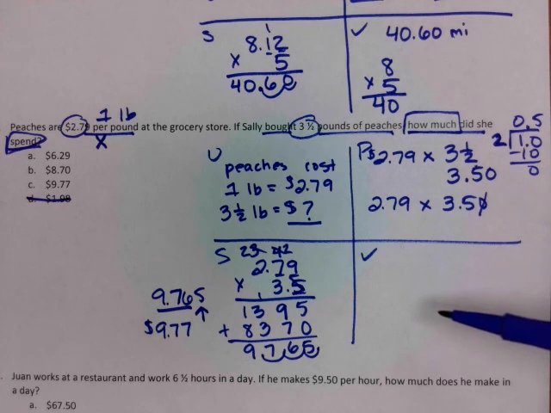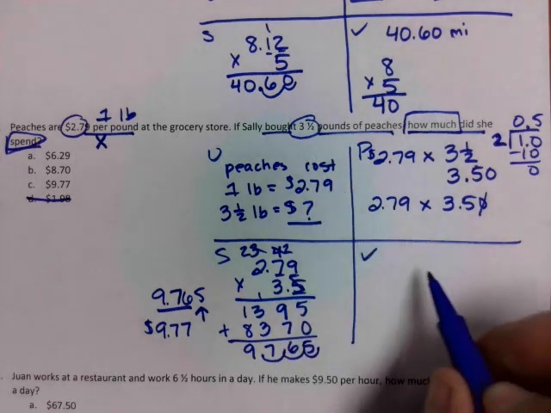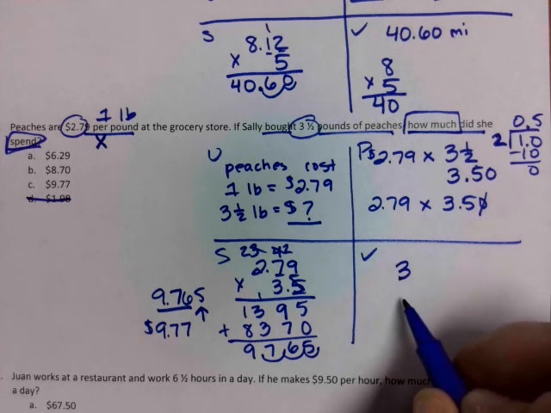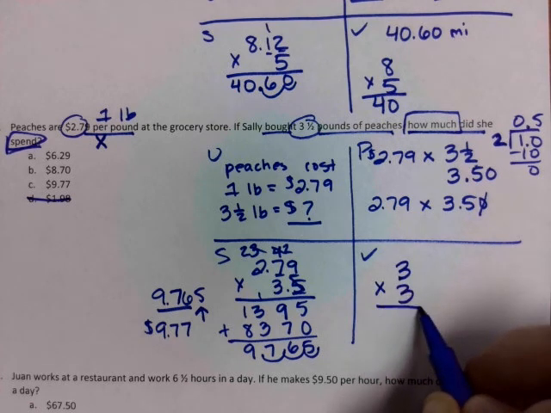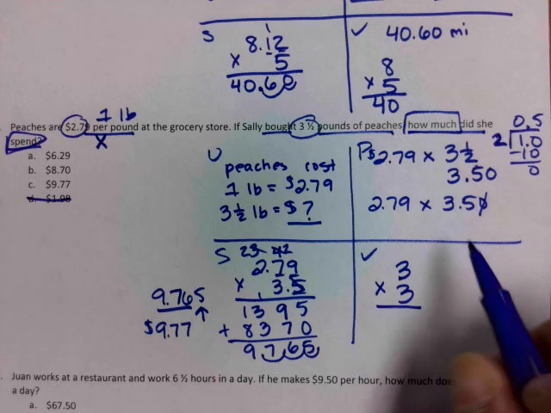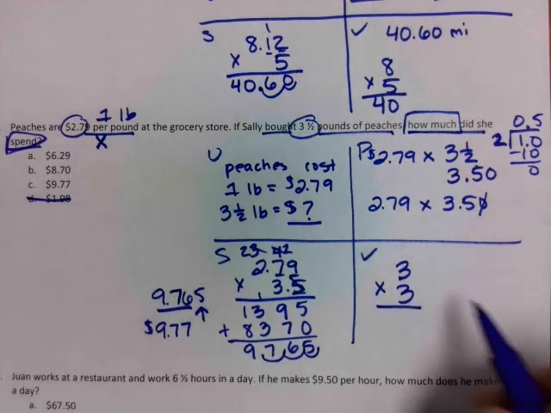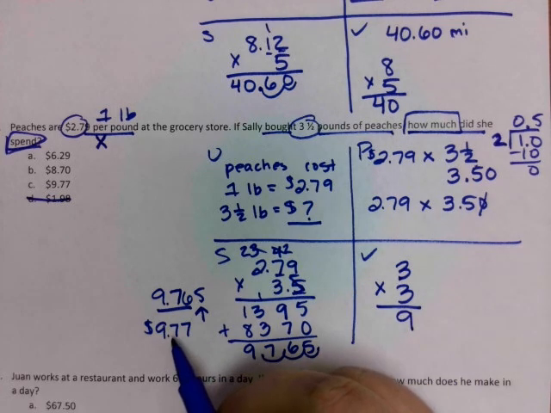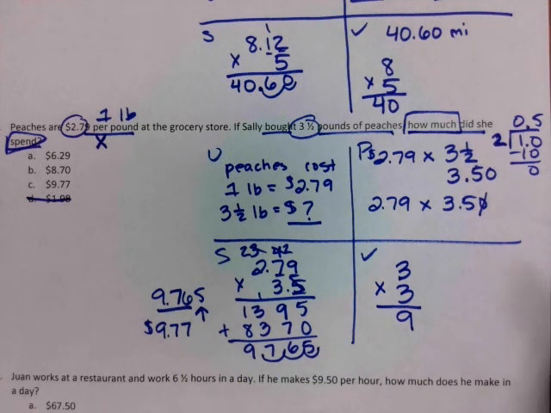Let's estimate it. So one thing that we could do is, let's say she only bought 3 pounds of peaches and they cost $3. So we rounded this down to 3 pounds, rounded that up to $3. So 3 times 3 is 9. Is my answer close to 9? Yeah, it is. So it should make pretty good sense.